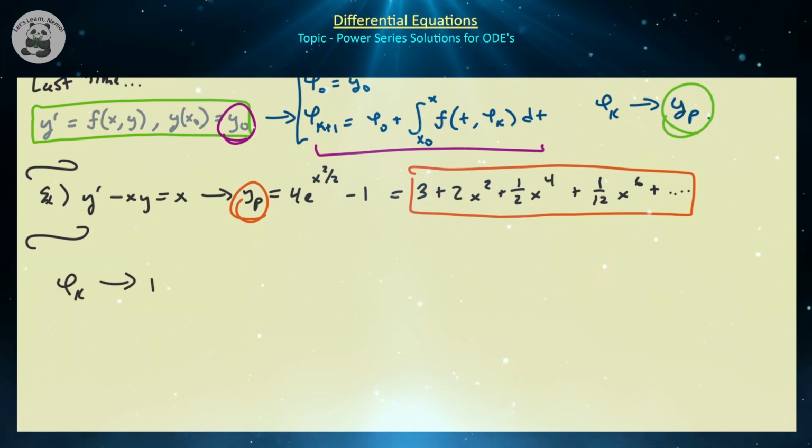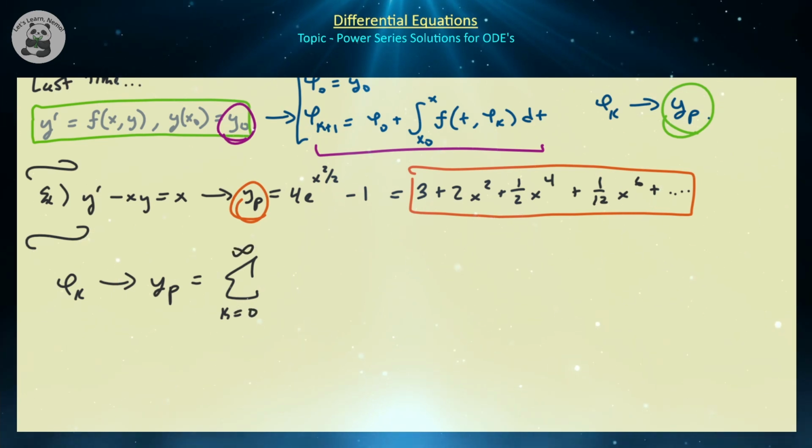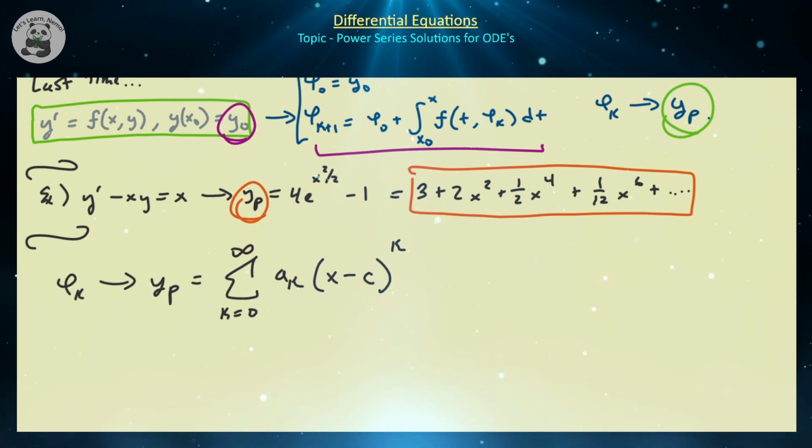Generally speaking, the Picard iteration method phi k, provided that it does converge in the first place, is always going to converge to a unique solution y_p that can always be expressed in the form the sum from k equals 0 to infinity of some constant sequence a_k times (x minus c) to the power of k. Now, if you look at this particular representation, you see that this is an even function, which hints at the result that it's centered around x equals 0, but that's not always the case.